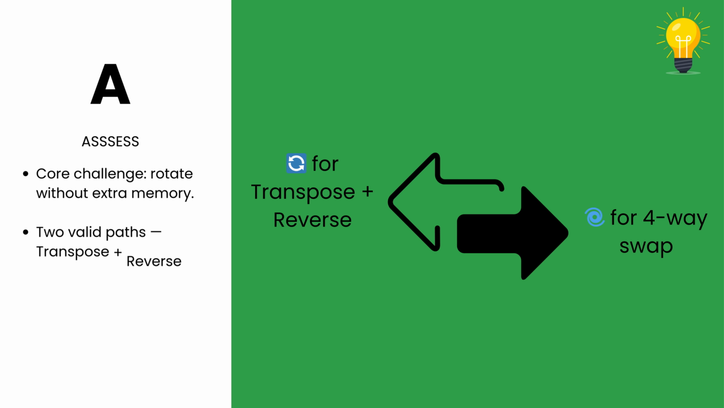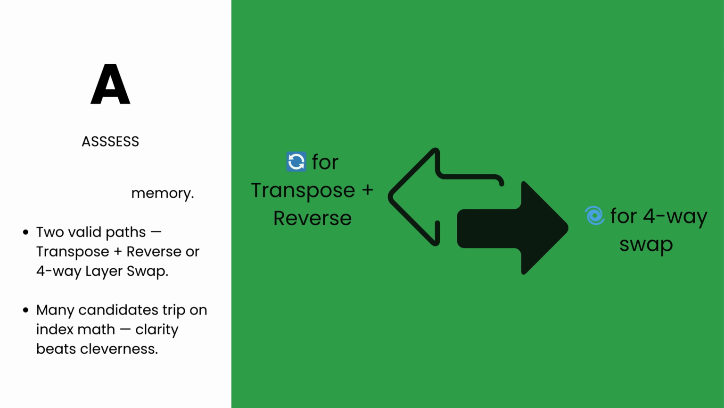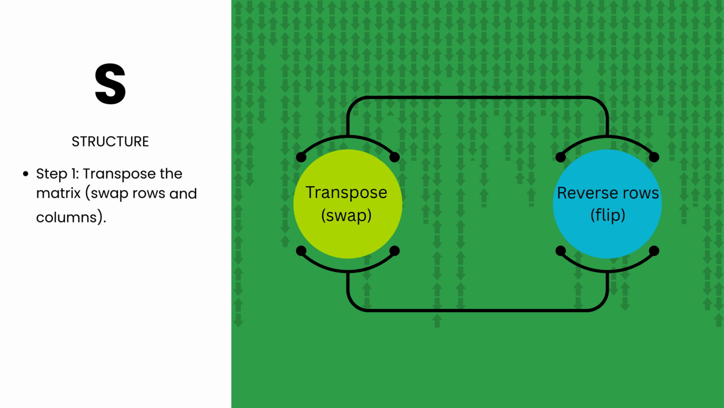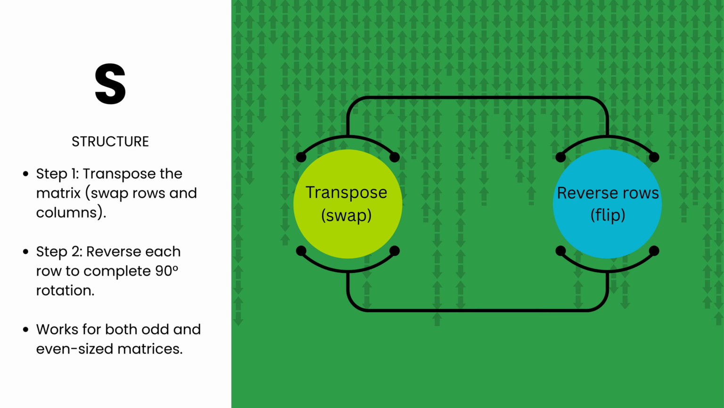a new copy. We compared 2 main strategies, the transpose and reverse method versus the layer by layer 4-way swap. Both work, but the transpose and reverse approach is simpler, cleaner, and easier to explain in interviews. The key challenge? Managing indices correctly while staying truly in place. Our plan was straightforward. First transpose the matrix by swapping rows and columns, then reverse each row to complete the 90 degrees rotation. 2 simple passes, 0 extra space.